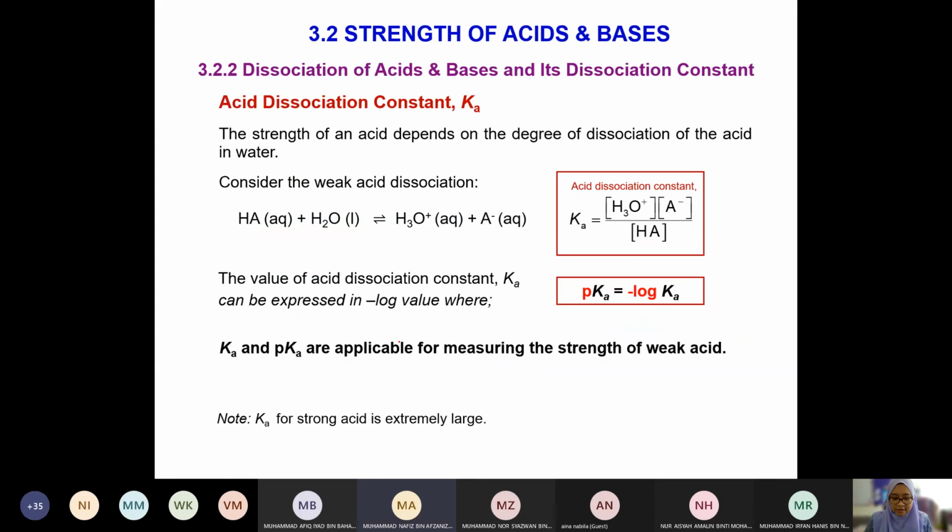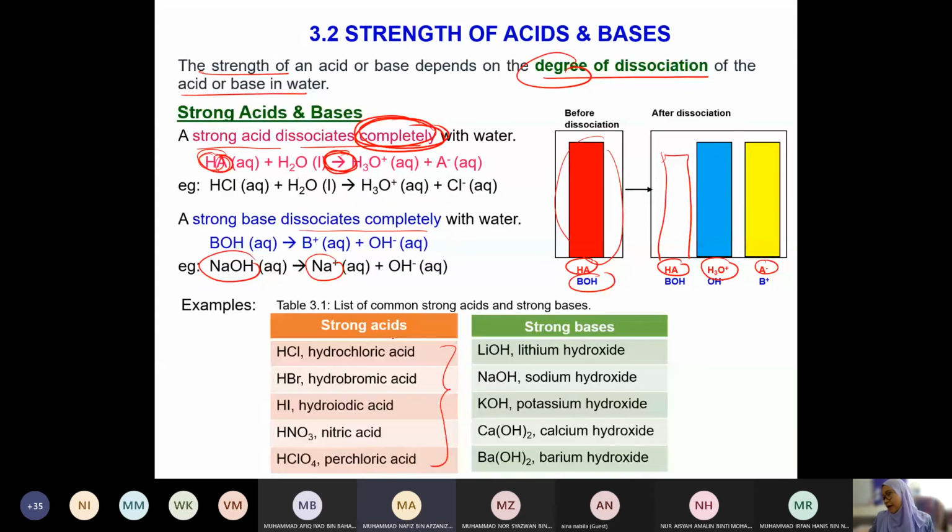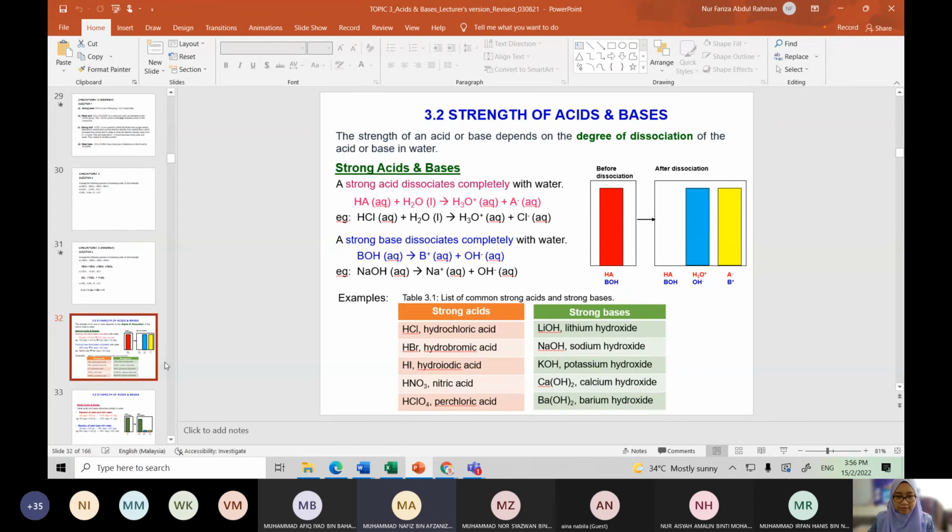Alright, so that is all. The remaining will be covered next week. Do you have any questions related to strong acids and strong bases?